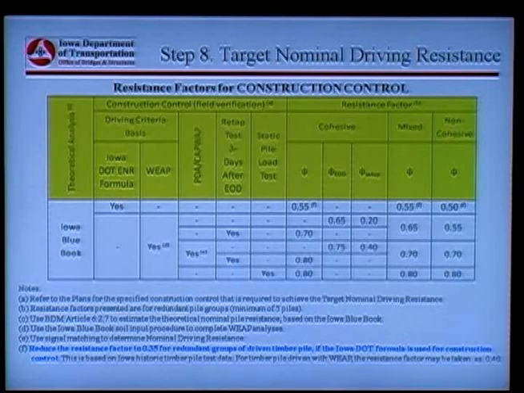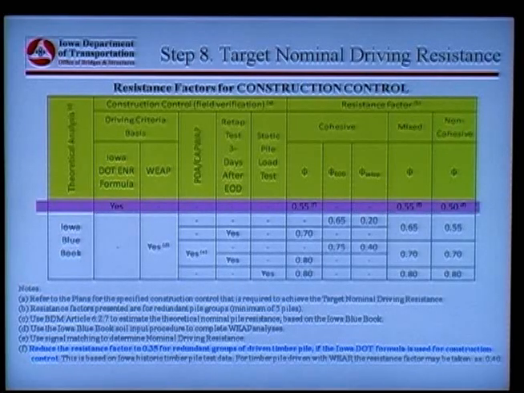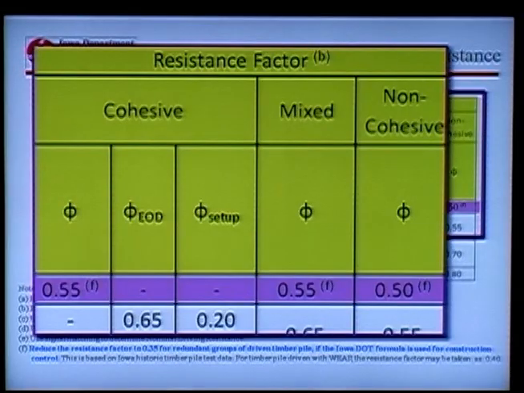It's a table to show how we are able to identify the right resistance factors with respect to the type of construction control as well as the soil type along the pile. We know that in this example or in this project we use the Iowa DOT ENR formula. So we will limit the selection to the first row, and again the pile is embedded in the non-cohesive materials. The resistance factor shall be 0.5.